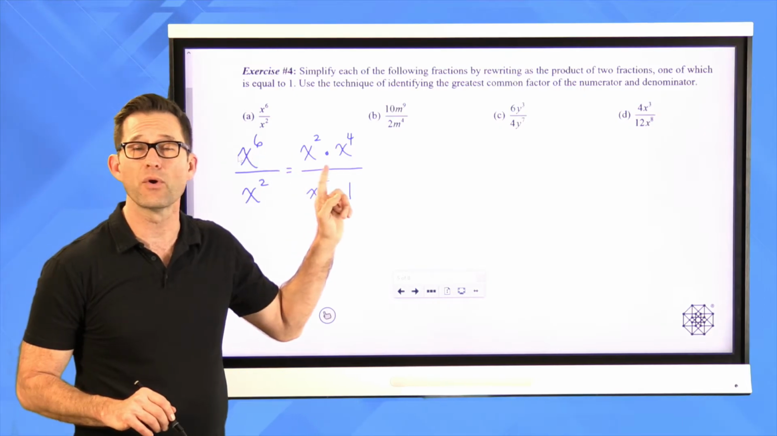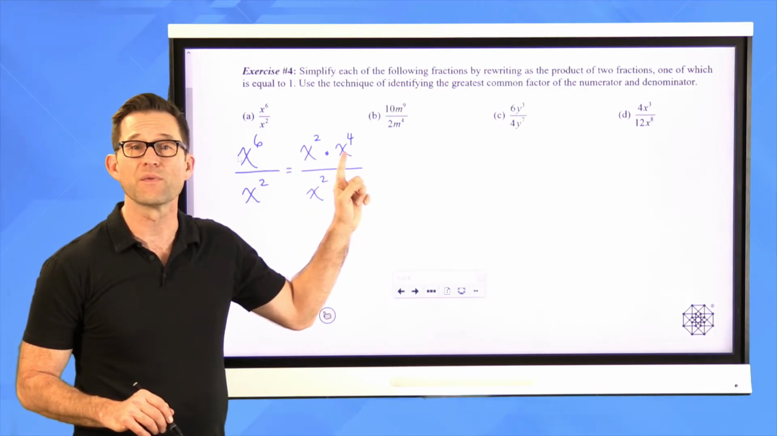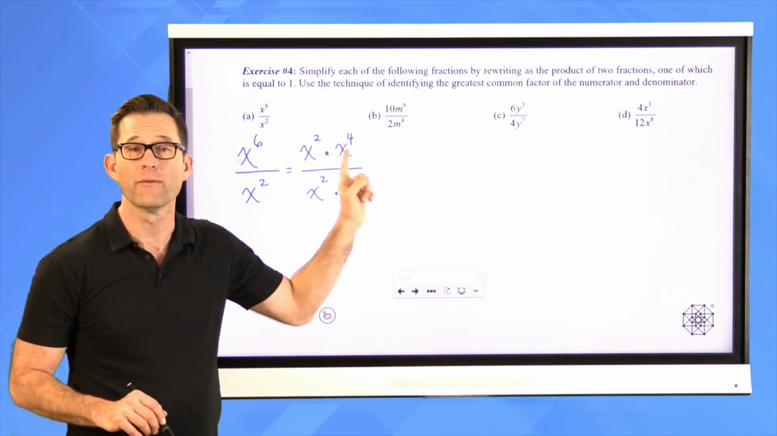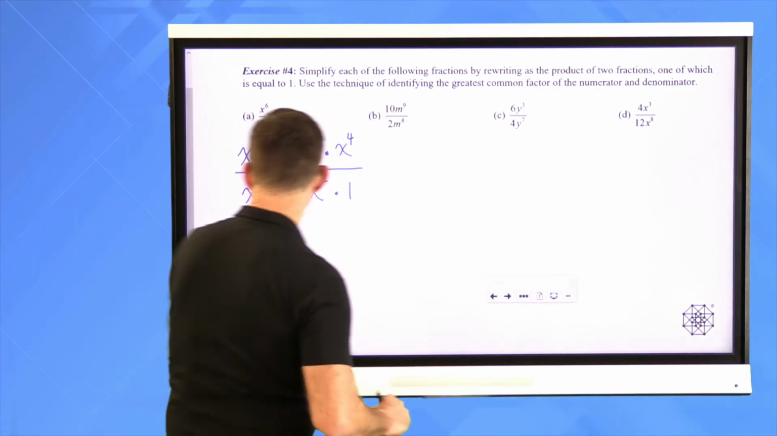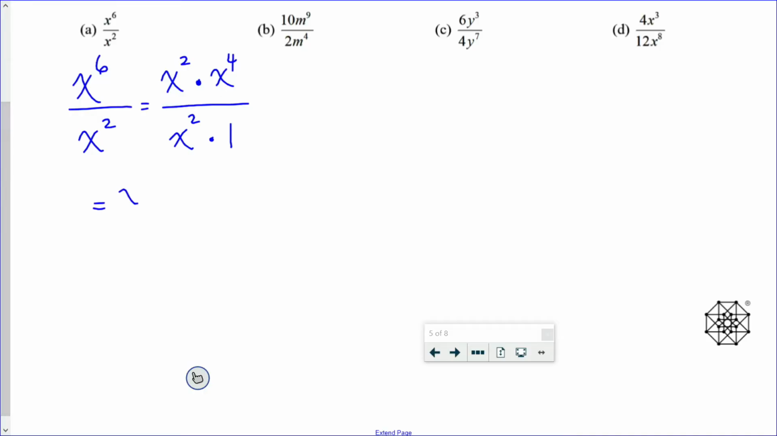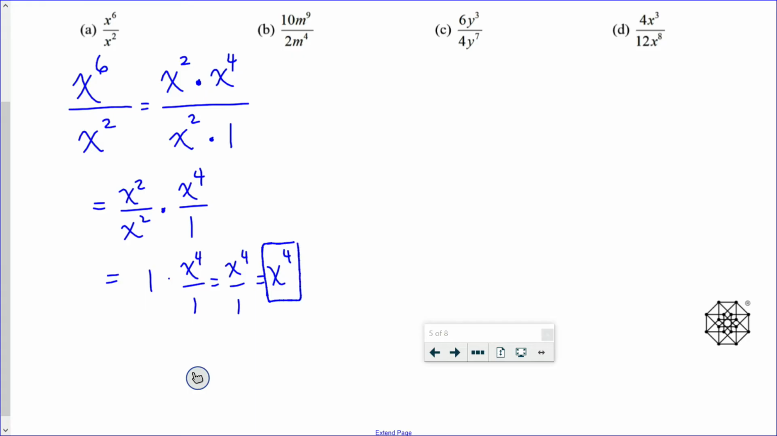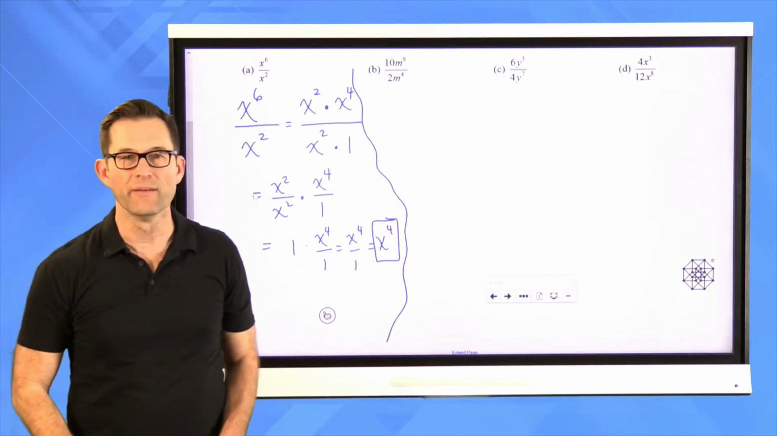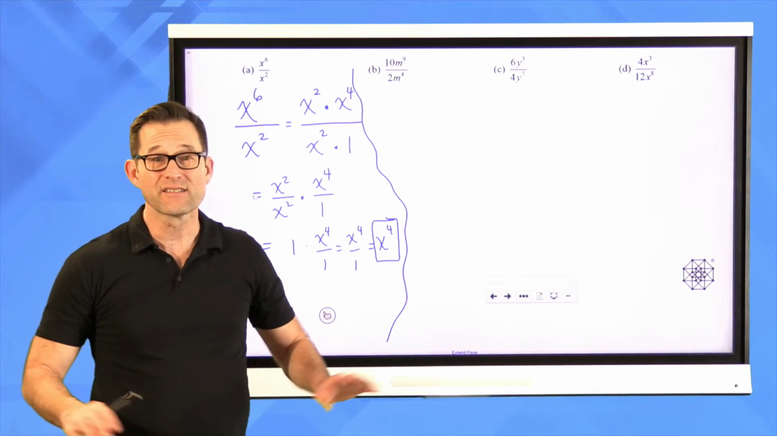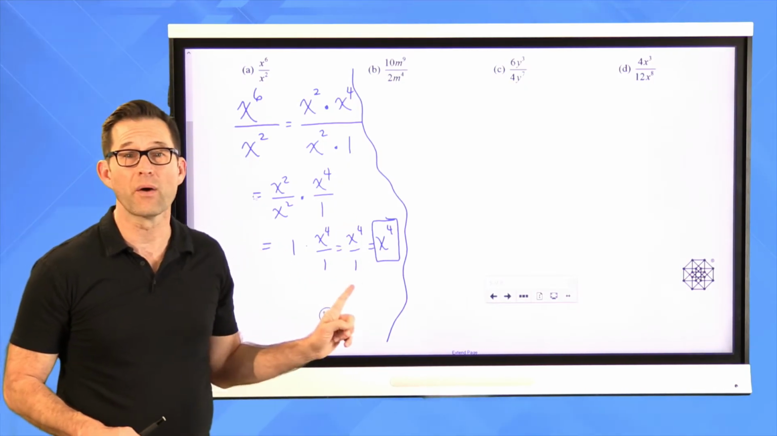That's just that exponent property that says when I multiply two things with the same base, I add their exponents together. But now, I can rewrite this as x to the second divided by x to the second times x to the fourth divided by 1. And that's 1 times x to the fourth divided by 1, which is x to the fourth divided by 1, which is just x to the fourth. Keep in mind, dividing by 1 doesn't do anything. 8 divided by 1 is 8. X divided by 1 is x. X to the fourth divided by 1 is x to the fourth.